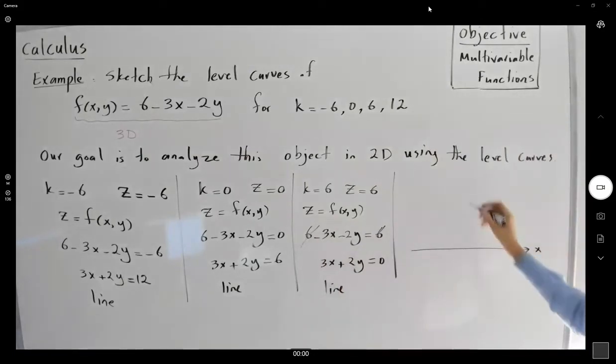In the xy plane, look at these lines. This one has a negative slope. 3x plus 2y is 0, and this one is equal to 6. These lines are parallel to each other.